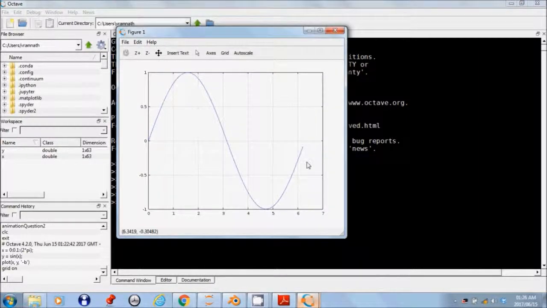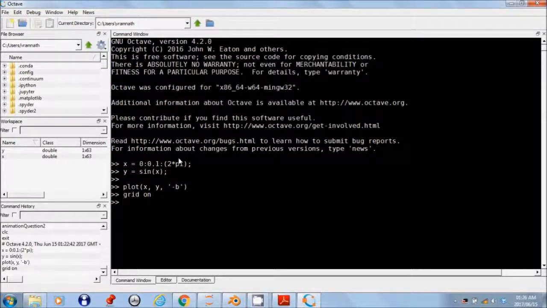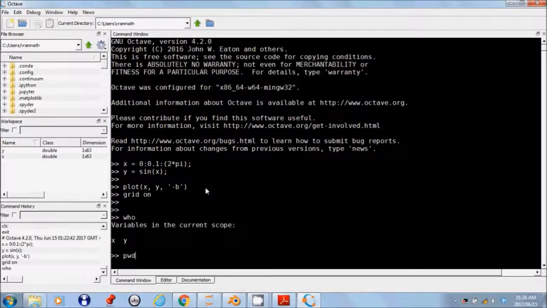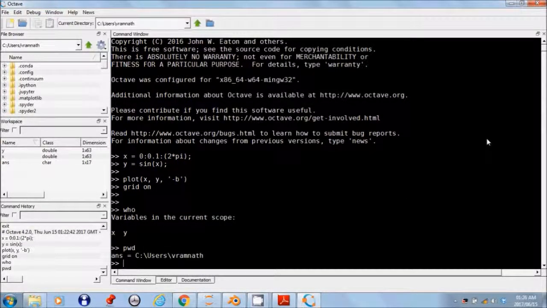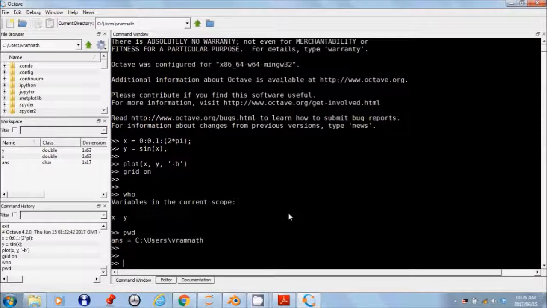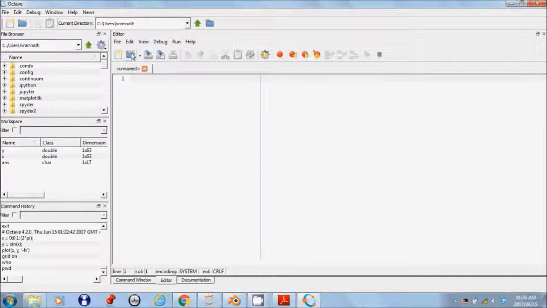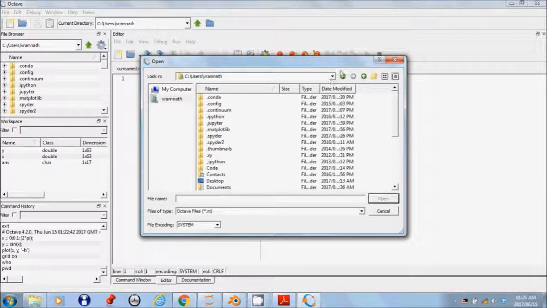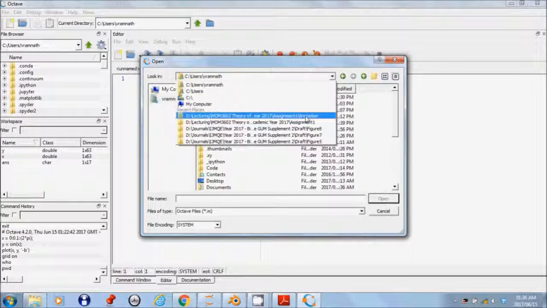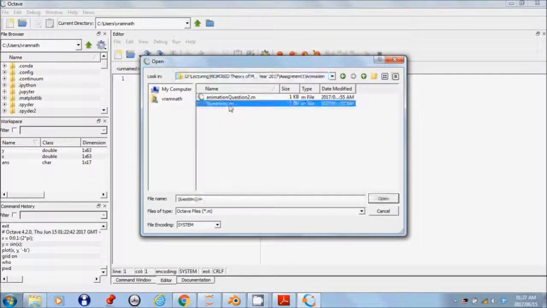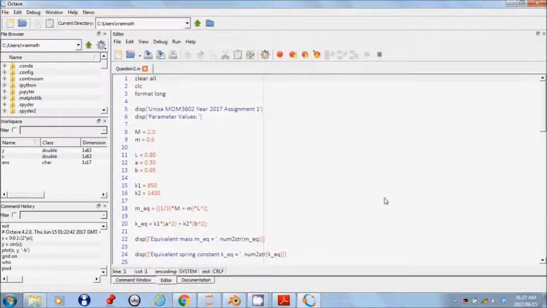Obviously, we will not type the equations in the main command window because that would be a little bit too complicated, and we would like to actually run the computer program from a text file, or what is known as a MATLAB M file. So I've written a computer code to solve the problem. I'm going to run the computer code for the particular problem that we have over here.